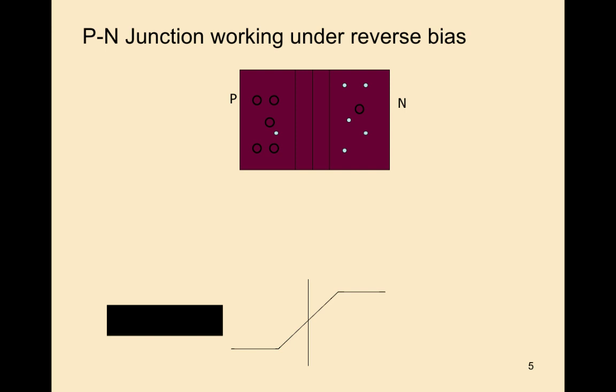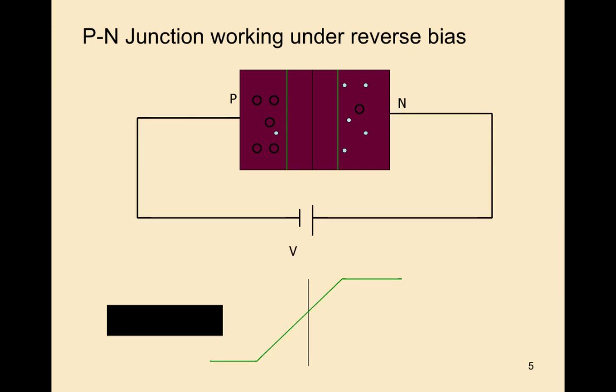So this is the p-n junction diode. We connect it in reverse biasing condition: P to negative, N to positive. Let's see how the electrons and holes move towards the battery. Because of this connection, holes in the P type are attracted towards the battery negative, and electrons in the N type semiconductor are attracted towards the positive of the battery.